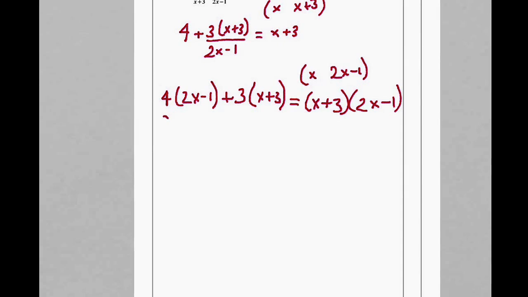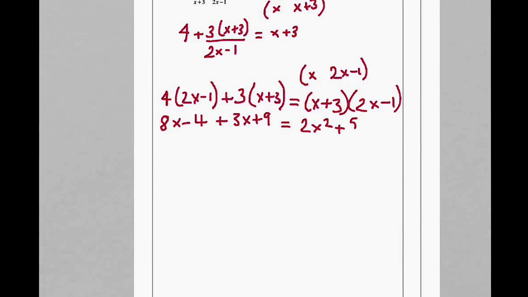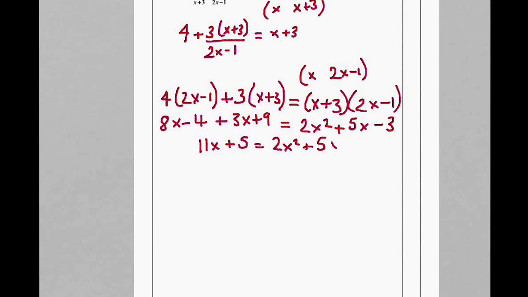So this first bracket gives me 8x minus 4. The second bracket gives me 3x plus 9. And then these brackets give me 2x squared. I get 6x, but I also get a minus x, which gives me 5x. And 3 times minus 1 is minus 3. Then I think I'll simplify the left-hand side. I've got 8x plus 3x makes 11x. And I've got minus 4 plus 9 makes 5. And that equals 2x squared plus 5x minus 3.